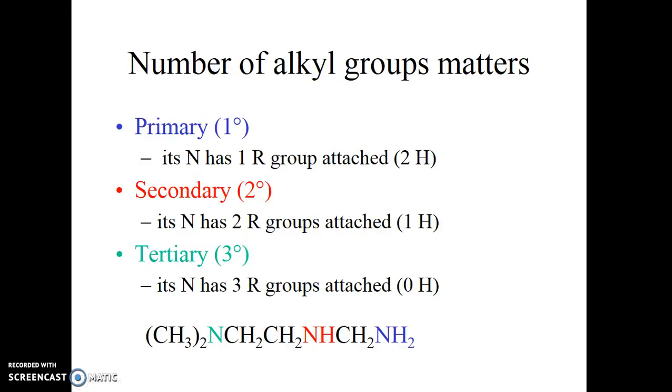The number of alkyl groups on the nitrogen does change the classification of the amine. Primary amines have just one alkyl group on the nitrogen. Secondary amines have 2 alkyl groups on the nitrogen, and tertiary amines have 3 alkyl groups on the nitrogen. See right here, this is primary. You see the 2 hydrogens on it. Secondary, only 1 hydrogen, and tertiary has no hydrogens on it.